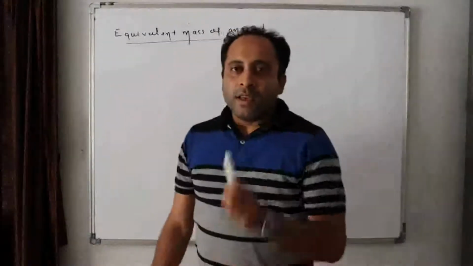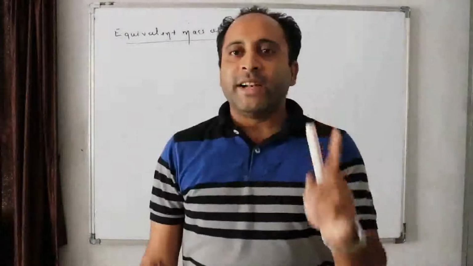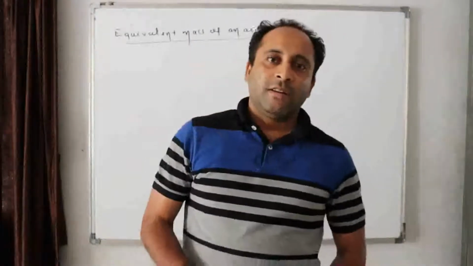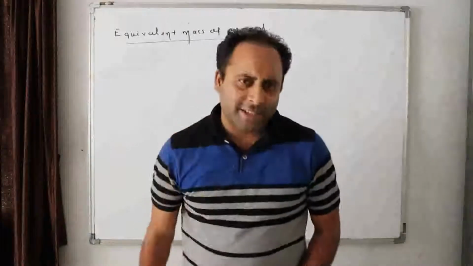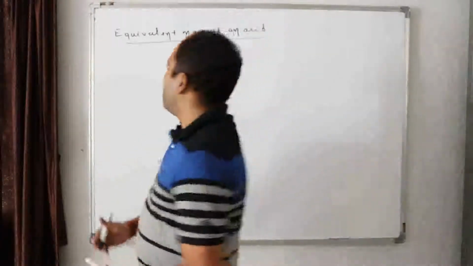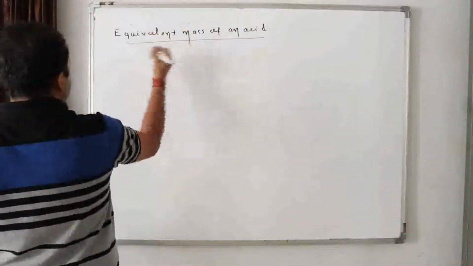Equivalent mass of an acid is defined as the number of parts by mass of it which can furnish 1 mole of H plus. What do you mean by acid first? Acids are those substances which can furnish H plus ions, isn't it? Now, equivalent mass of an acid is what?